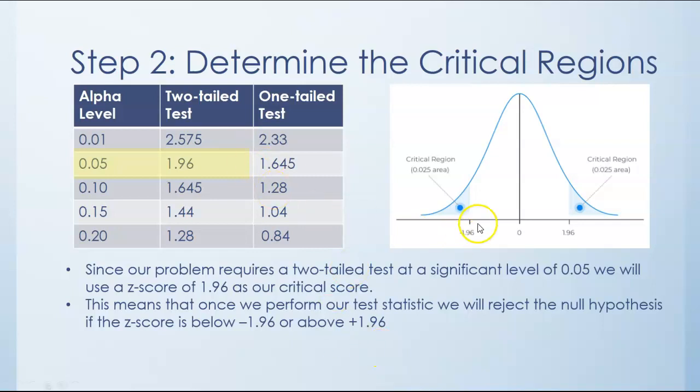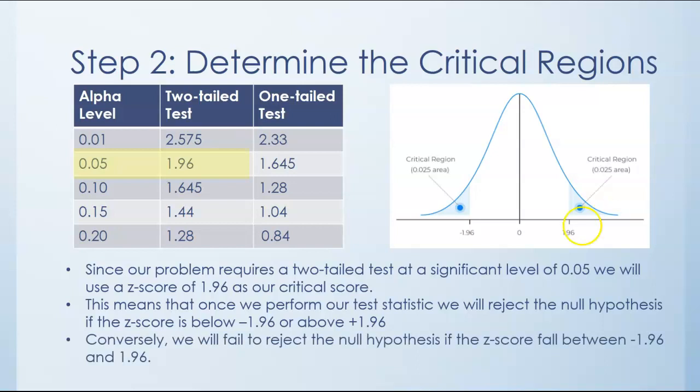So any z-score that falls lower than negative 1.96 or falls higher than a positive 1.96 is my critical region. Now conversely, that means that anything that falls in between these two values, so anything here in the non-shaded regions, would mean that we would fail to reject our null hypothesis, that we don't have enough evidence to show that it's really different.